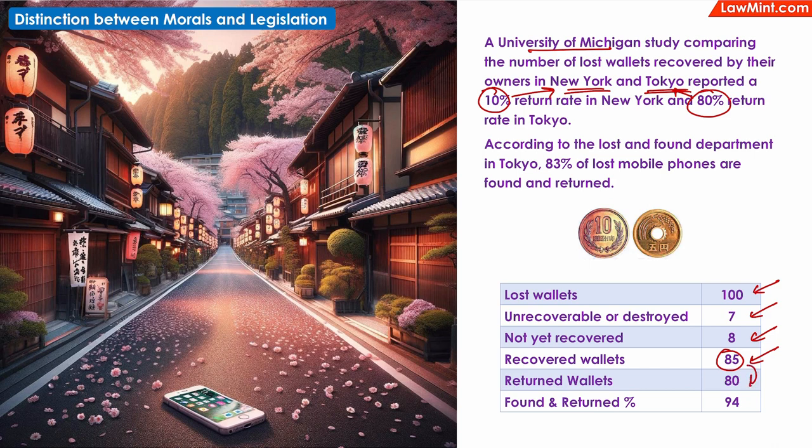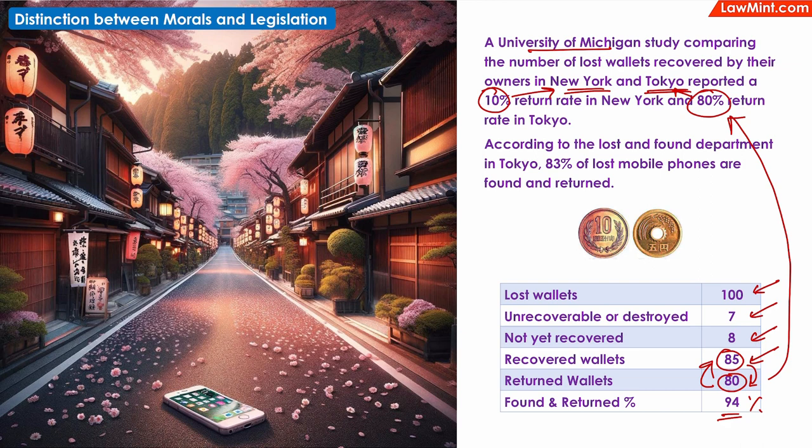And of these, 80 were returned. This is the 80% that the study has arrived at. If 80 were returned out of the 85, then that would mean that 94% of the people in Japan are very honest. Why is this so? It is not because of some special laws in Japan. Their laws about lost property are similar to many other countries. This honesty is also not because of any reward or recognitions.